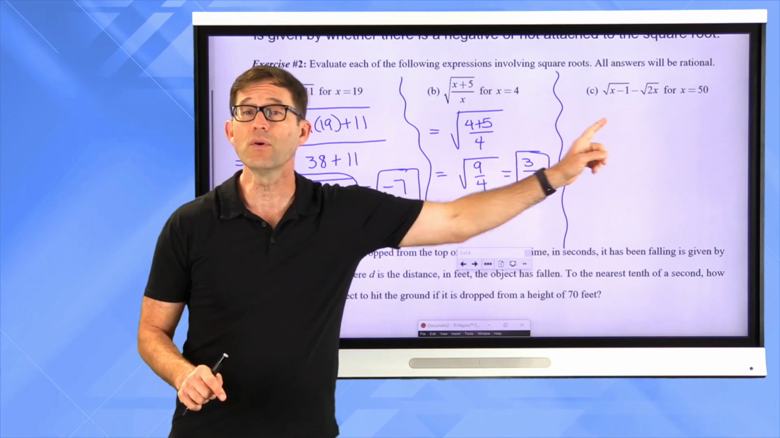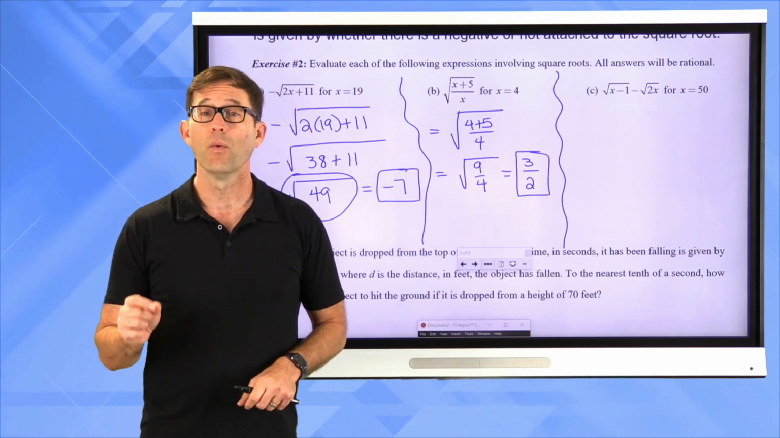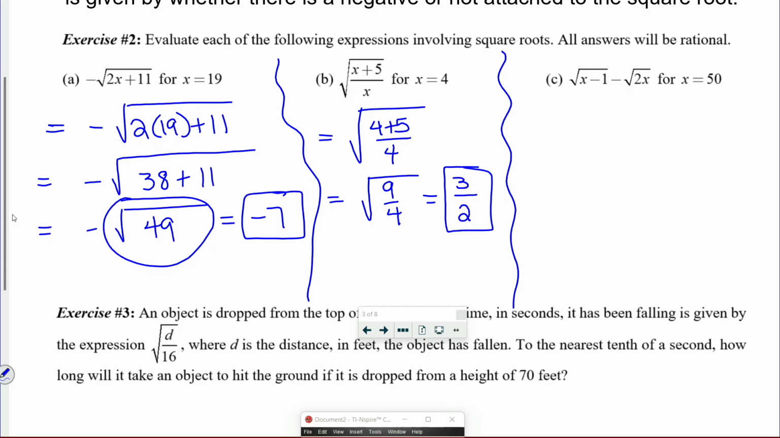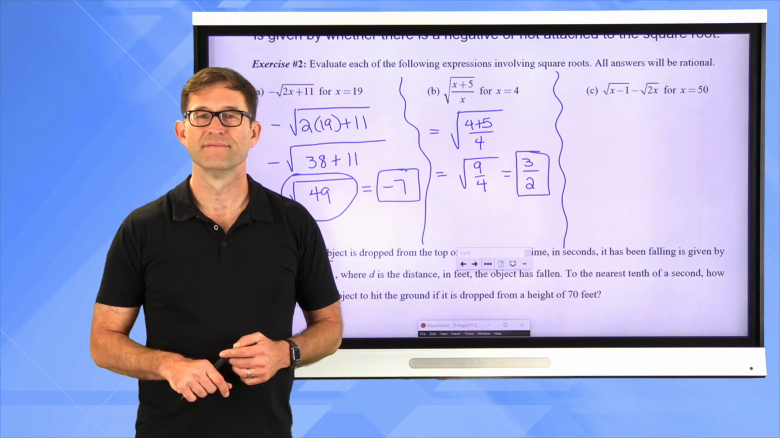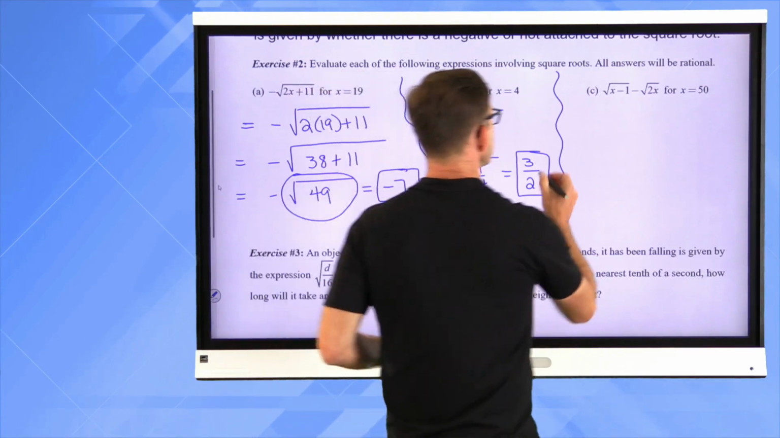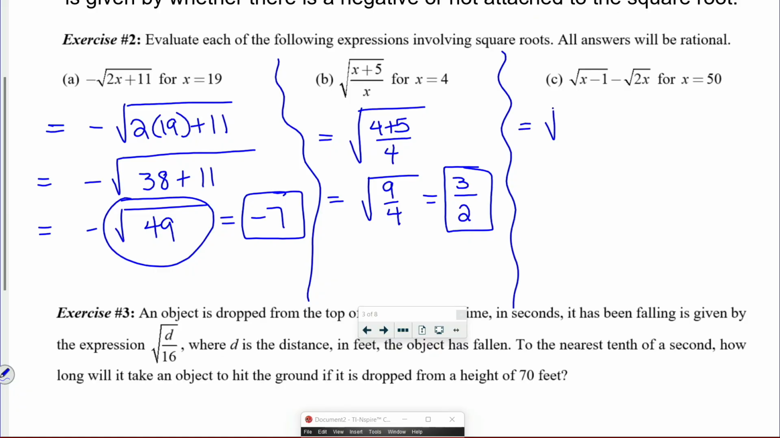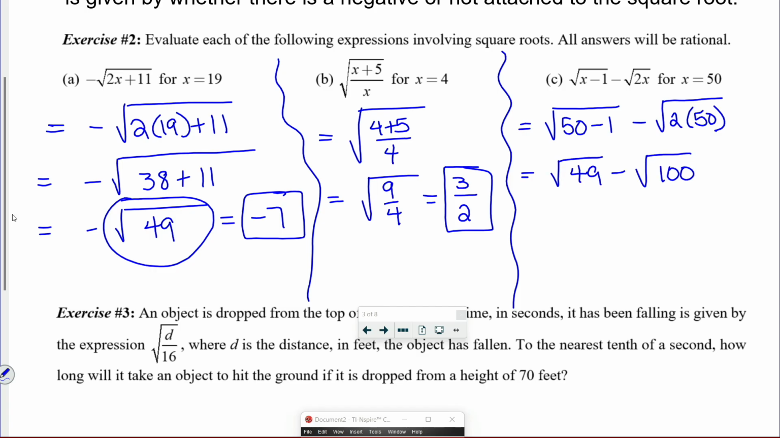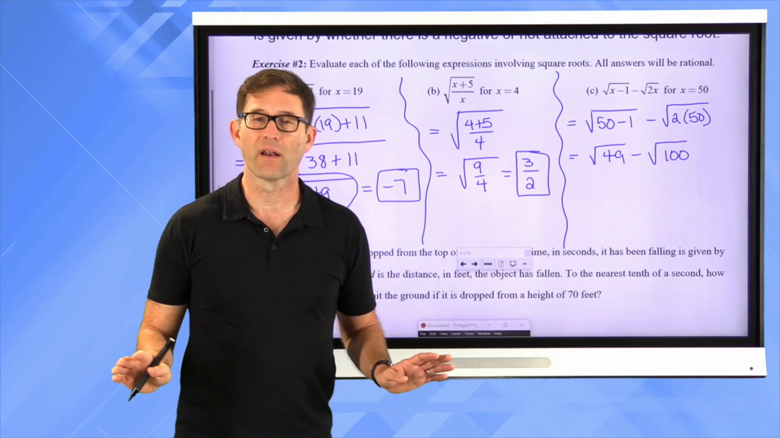Now finally, see if you can figure out the value for letter C when x is equal to 50. All right, let's do it. So in this situation, we're going to have the square root of 50 minus 1 minus the square root of 2 times 50, which is going to be the square root of 49 minus the square root of 100. Now again, let's pause just a moment before we figure out the final answer here.